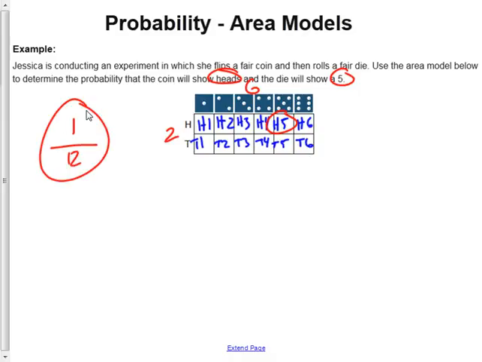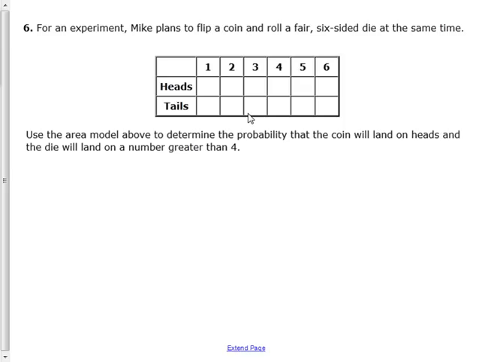Now, another way I can do this: what's the probability of getting a heads? To get a heads, that's 1 out of 2. What's the probability that I get a 5? That's 1 out of 6. So I need to do 1/2 times 1/6, which is also 1/12. So I can do it either mathematically or I can do it using this area model.